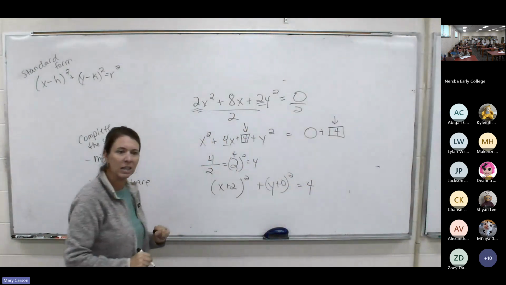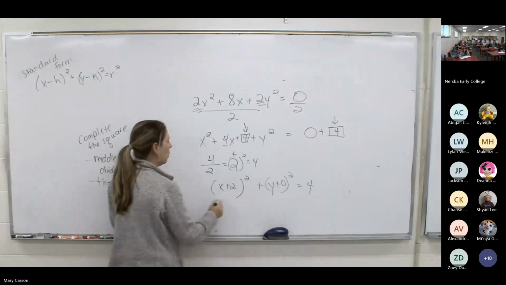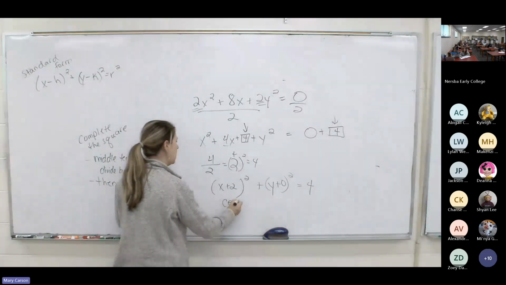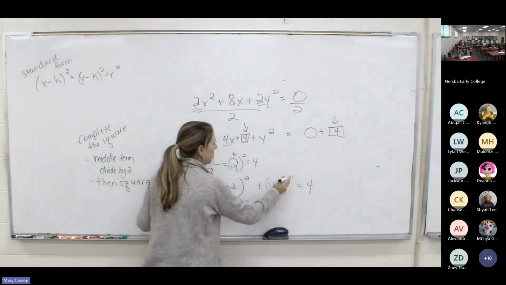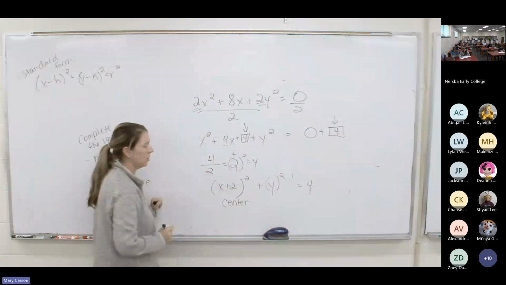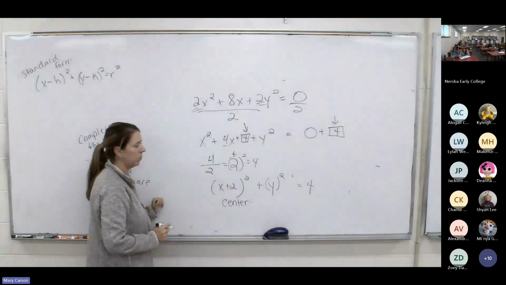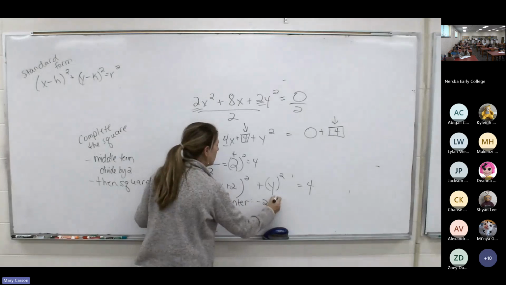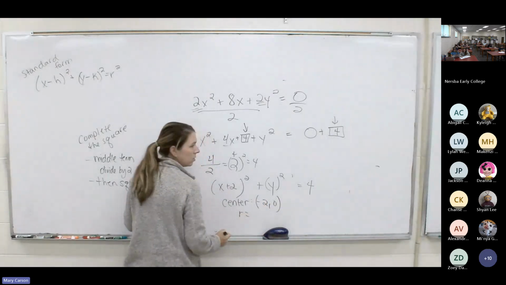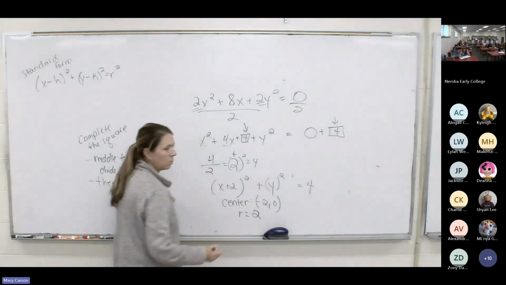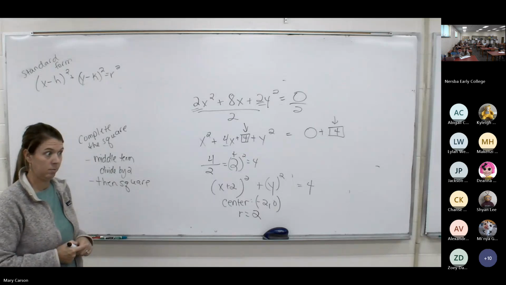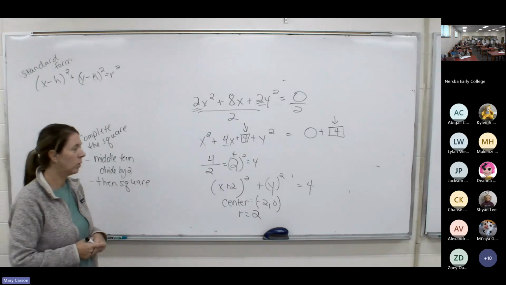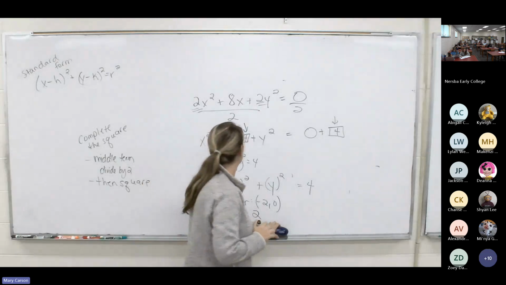So now you can easily tell me what is my center going to be. Simply, what's my center? Negative 2, 0. Negative 2, 0. And my radius is 2. Getting it? All right, let's do one more. I'm gonna give you a little bit more difficult one.